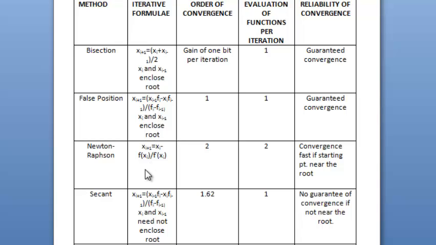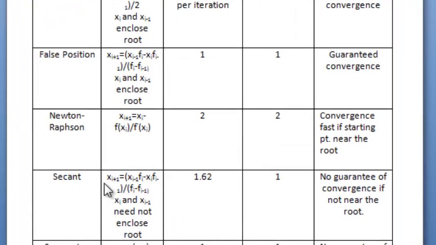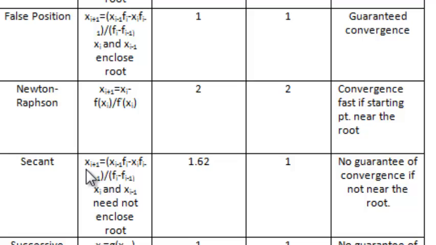Now our next method is secant method, where the iterative formula is x(i+1) = (x(i-1) f(i) - x(i) f(i-1)) / (f(i) - f(i-1)), where it is not necessary that the root lies between x(i) and x(i-1). Here the order of convergence is 1.62 and the evaluation of function per iteration is 1. Here is no guarantee of convergence if not near the root.